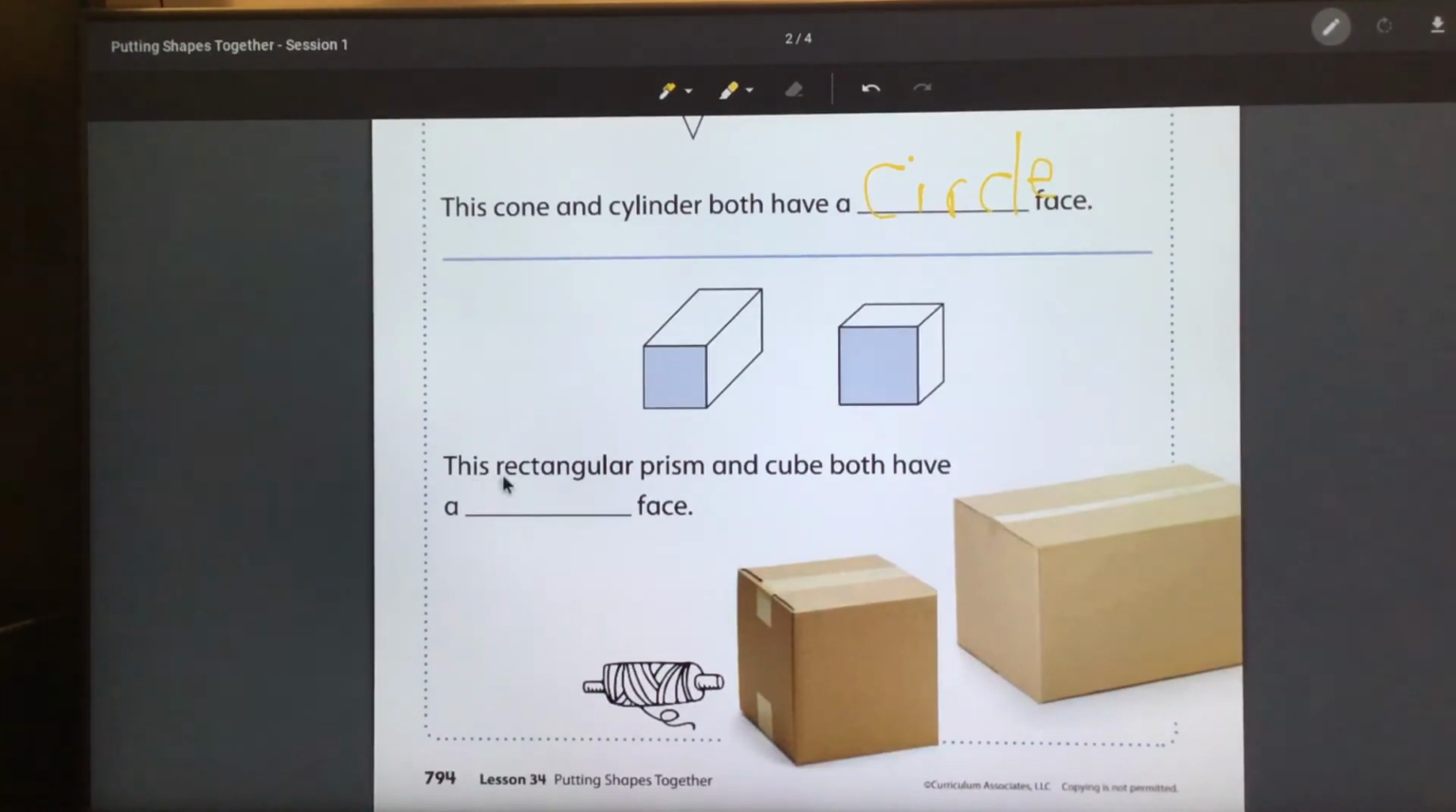square. This rectangular prism and cube both have a square. We're going to write the word square on the line. S-Q-U-A-R-E. So this rectangular prism and cube both have a square face.